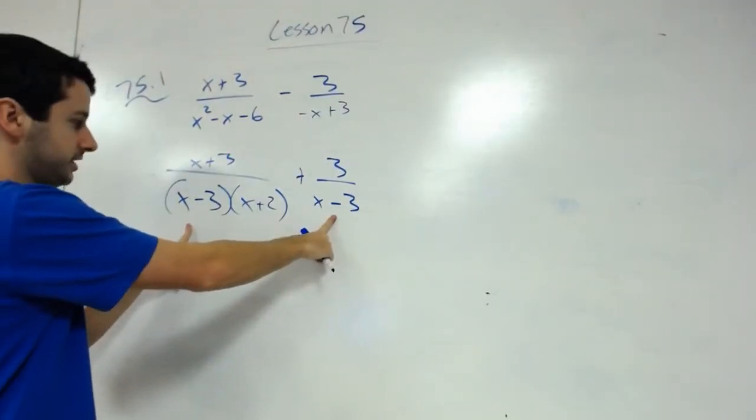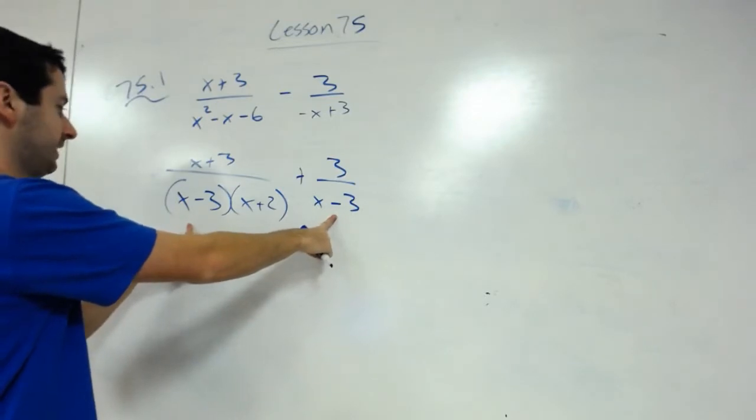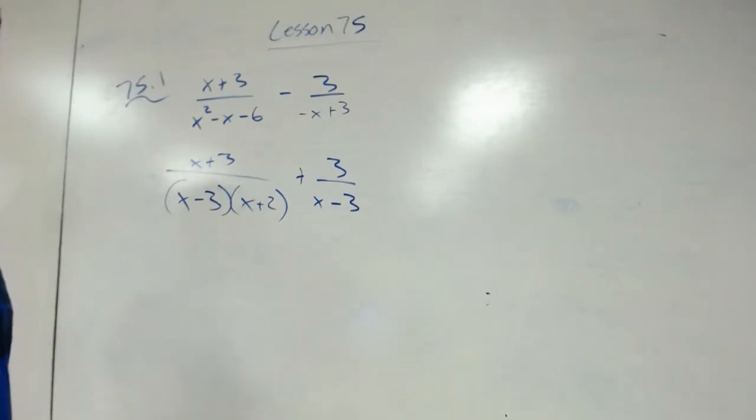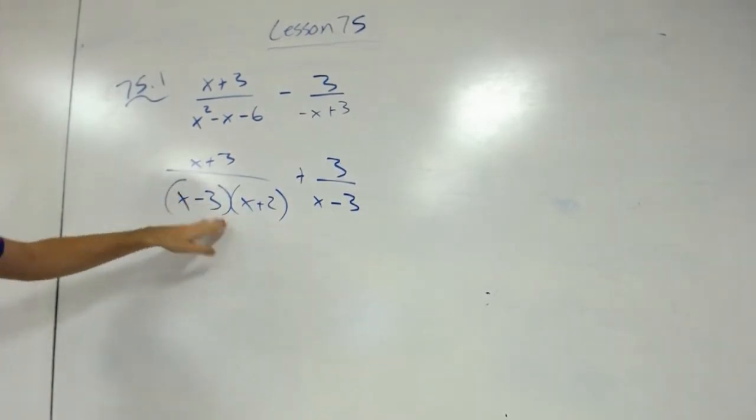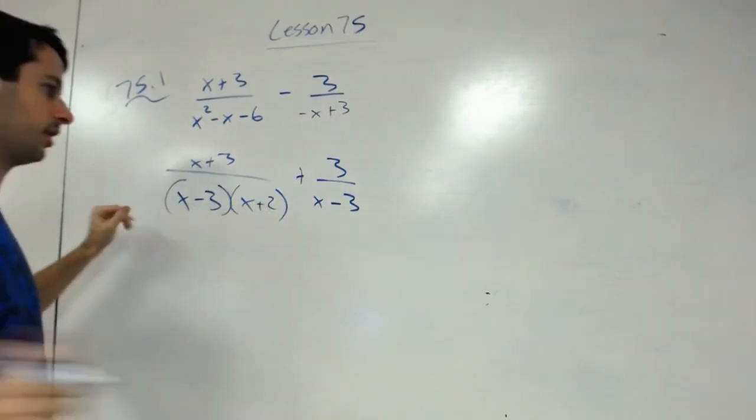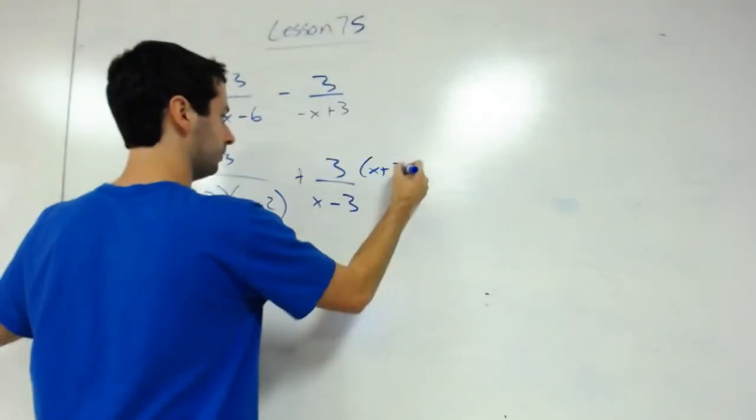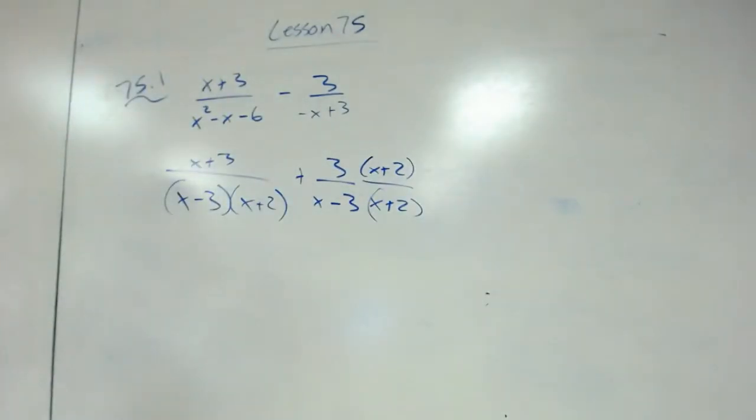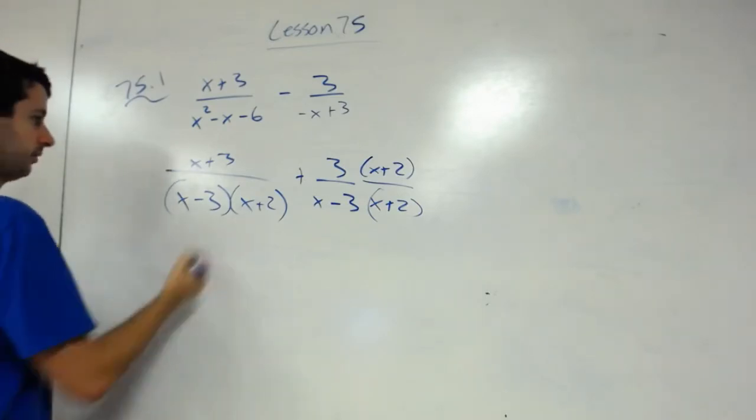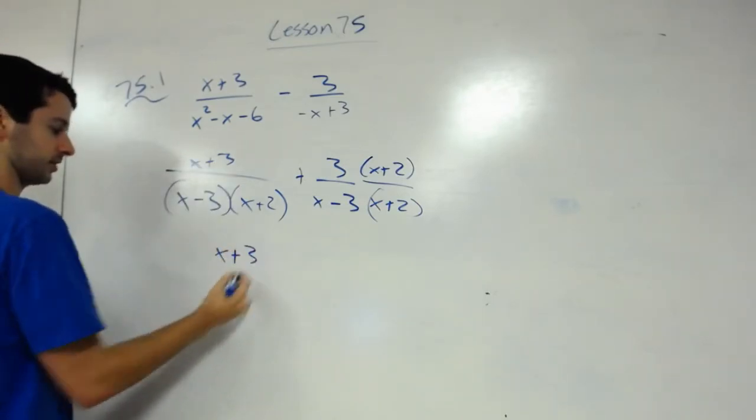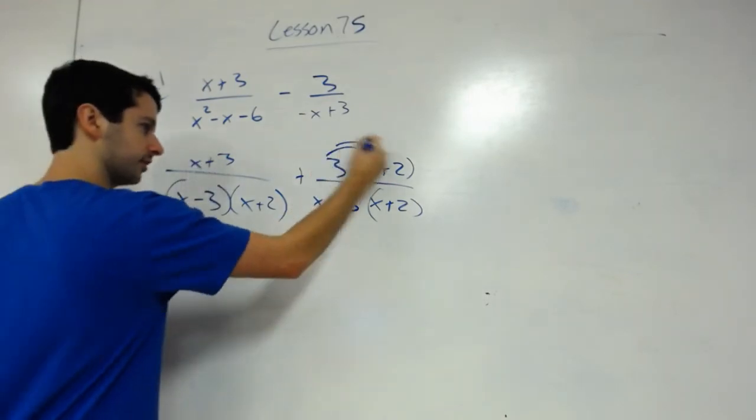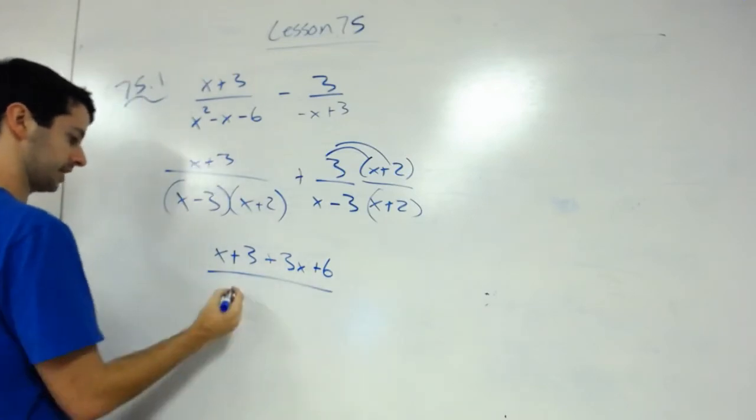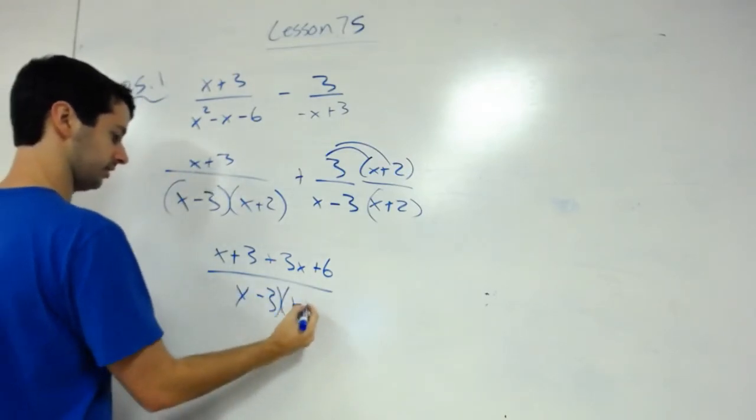And so that makes our least common denominator a little bit easier. So our least common denominator is obviously going to be (x minus 3) times (x plus 2). We're okay over here. We already got the least common denominator. Over here, we need to multiply by (x plus 2) over (x plus 2). So once we do that, we have x plus 3, talking about the numerator, plus we have to distribute, 3x plus 6. And then on the bottom, we just keep our denominator of (x minus 3) times (x plus 2).